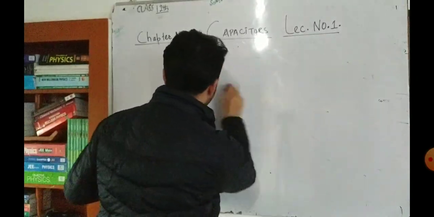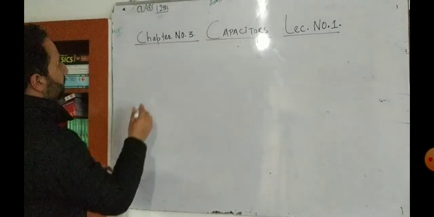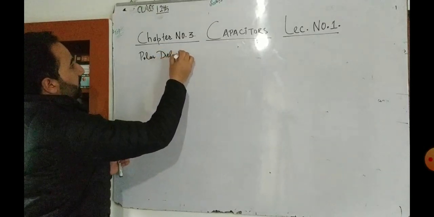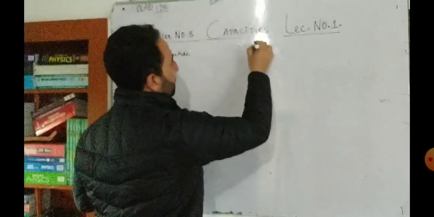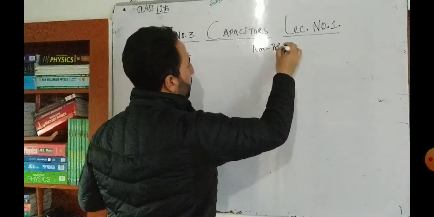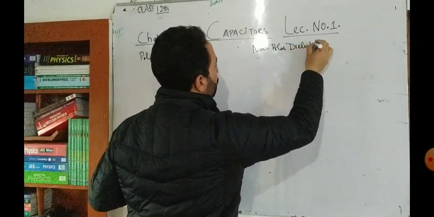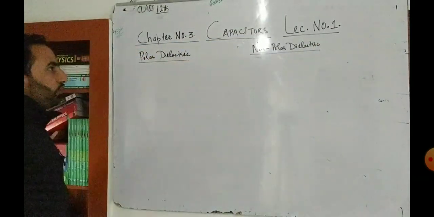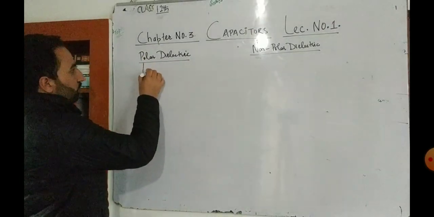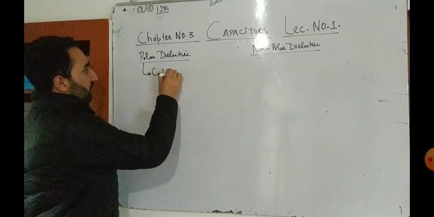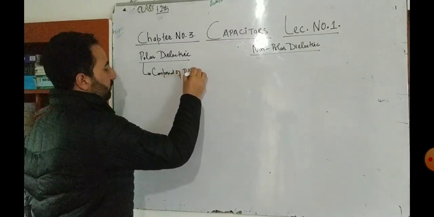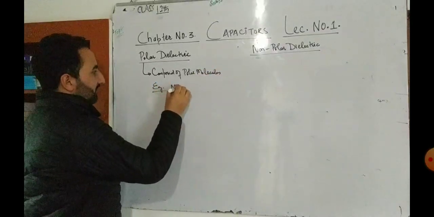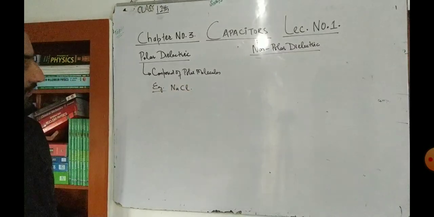Now pay attention. What do we mean by polar dielectrics? First of all, there is polar dielectric, and on the other hand, there is non-polar dielectric. Later on, you will see why they are called dielectrics. There's a reason why they are called dielectrics. Polar dielectric is simply composed of polar molecules. A classical example is NaCl. It is a polar molecule.